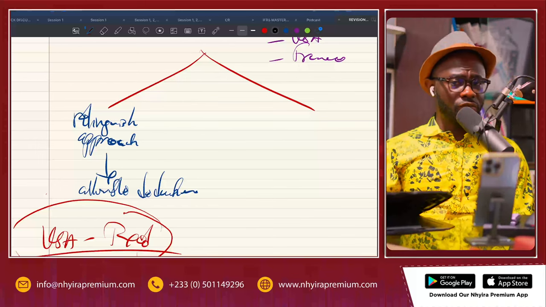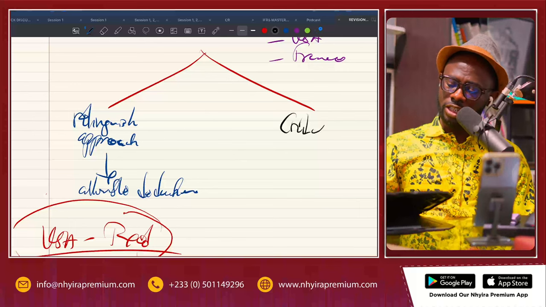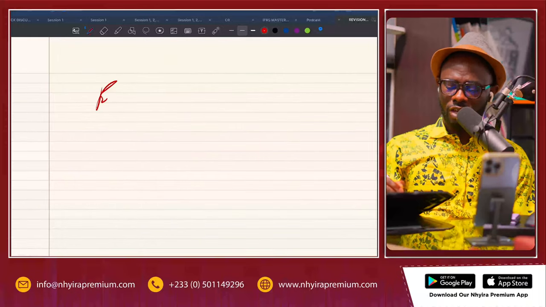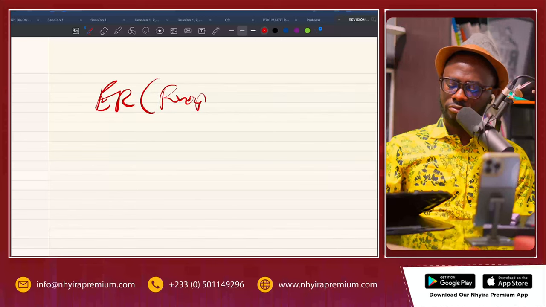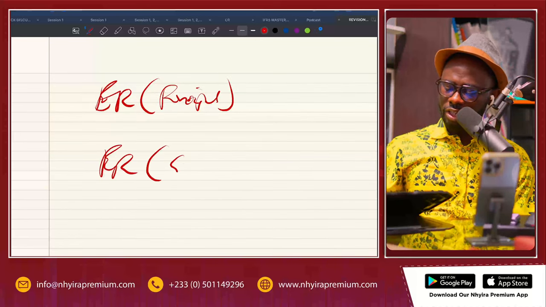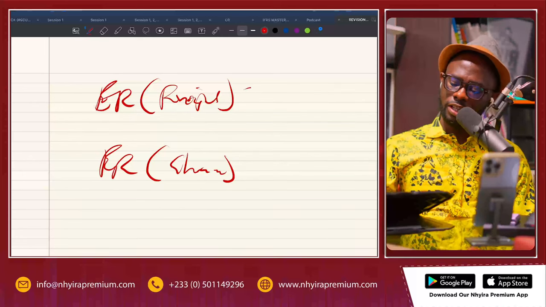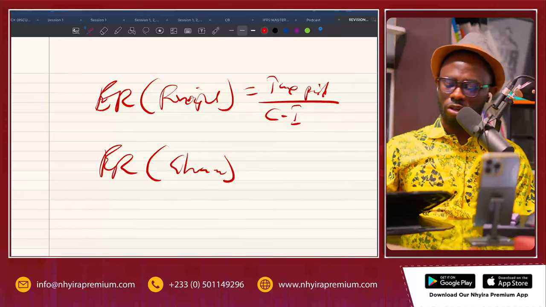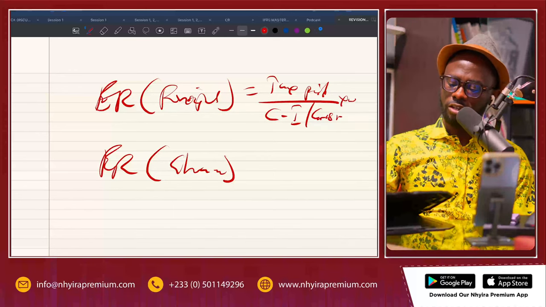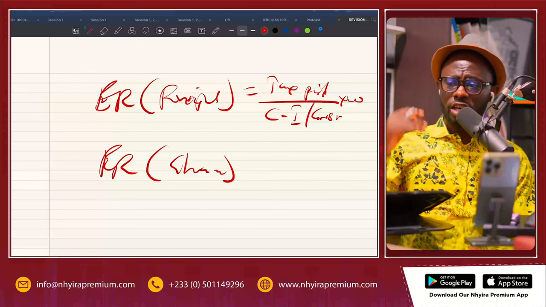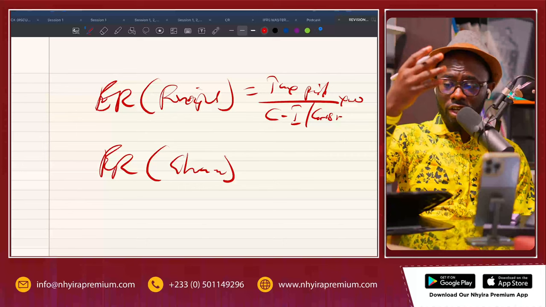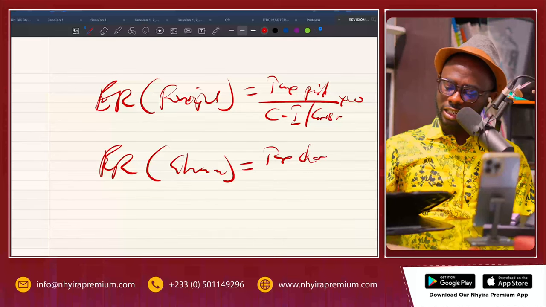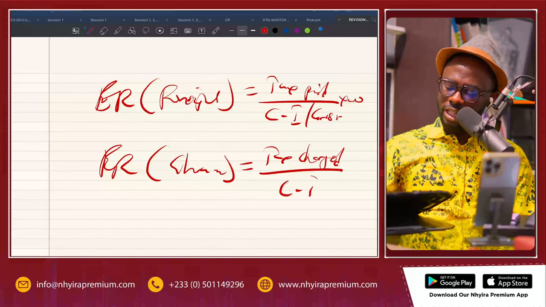But for individuals, we are going to be using the double tax arrangement credit method, which simply means that you will calculate the effective rate in the foreign country. Then you calculate the effective rate in Ghana. The effective rate is simply the tax that you paid divided by the chargeable income, or if you want, the gross income, times 100. That is the effective rate. So you calculate the effective rate of the income in the foreign country. Then you calculate the effective rate in Ghana, which is the tax payable in Ghana divided by chargeable income.